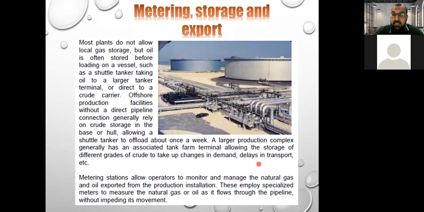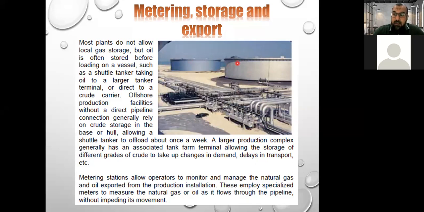To control this amount, they use a metering skid. This metering skid, or metering station, monitors and manages the flow that comes out of the well after extraction. It is required to measure the natural gas or oil flowing through the pipeline, through the pipes, without impeding its movement. This is mainly how they do the metering. This photo here shows a metering skid, and these tanks here are storage tanks.